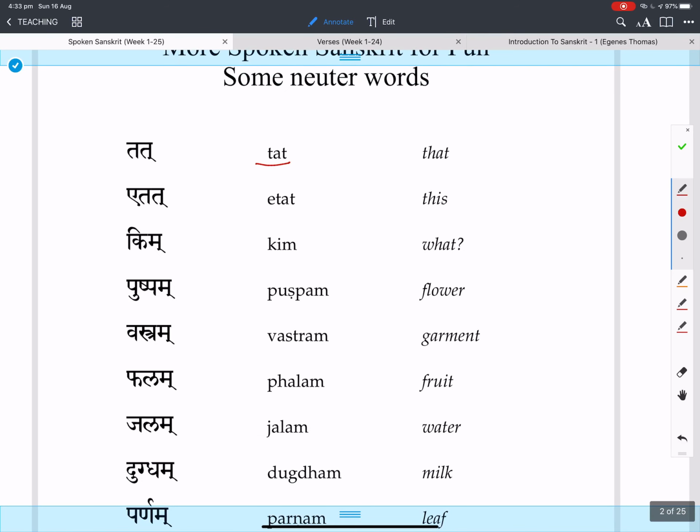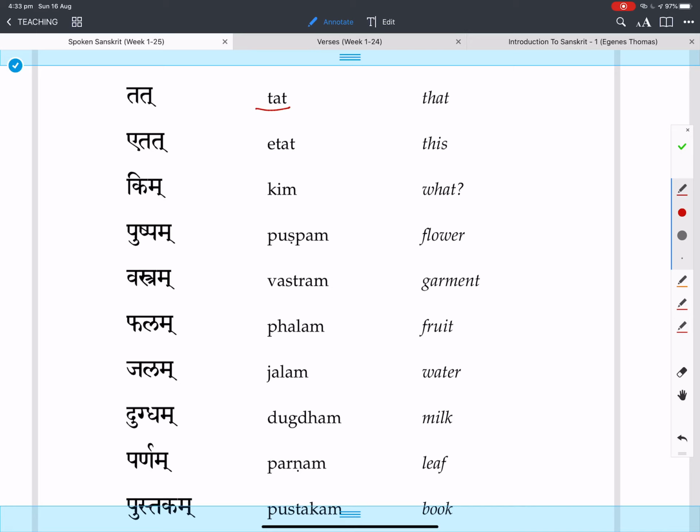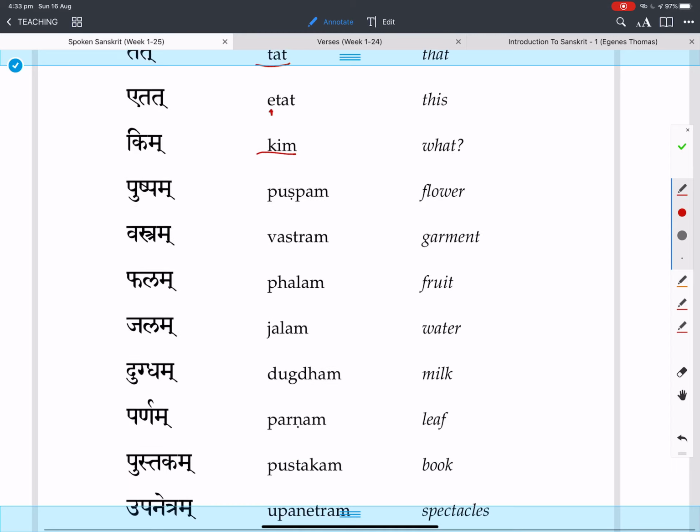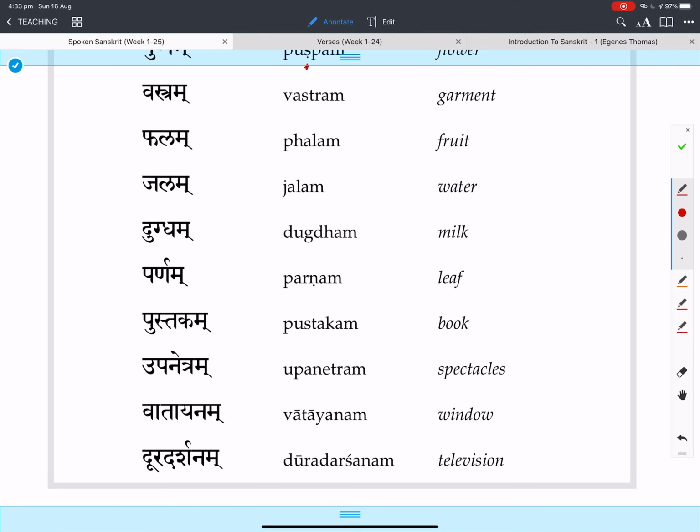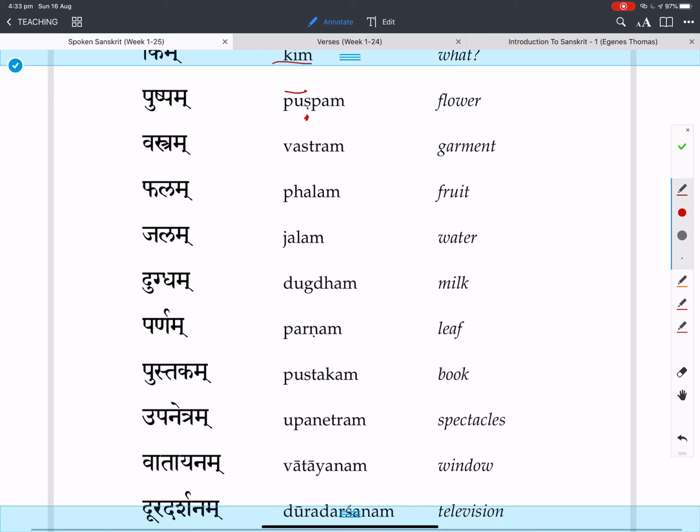Tat. Etat. Long E. Etat. Etat. Kim. There's your retroflex. Sh. Now you know where the tip of the tongue is. Pushpam. Again. Pushpam.